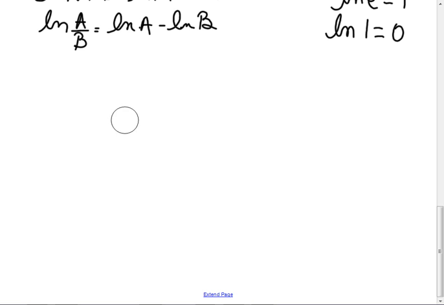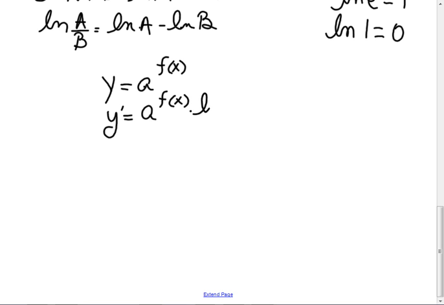What would you do with a composite function? So what if I have y equal a to the f of x? What do you think the derivative would look like? A to the f of x times the log of the base, and then we do the chain rule, times f prime of x, right?